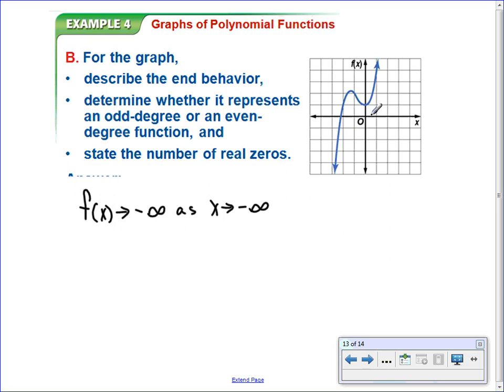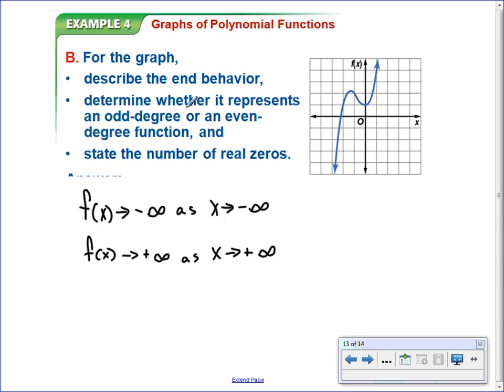Now let's go to the right side. Notice how the values of y are increasing on this one. It's going up. So that's approaching positive infinity as x is increasing also, approaches positive infinity.